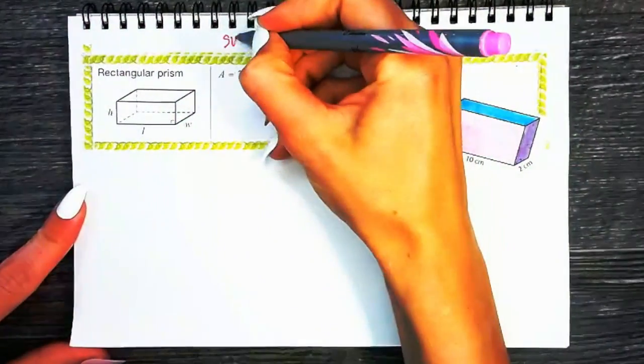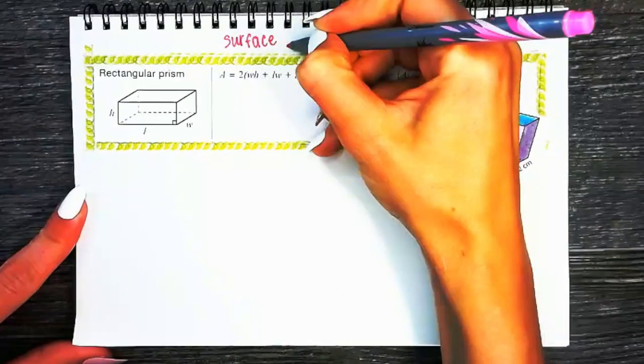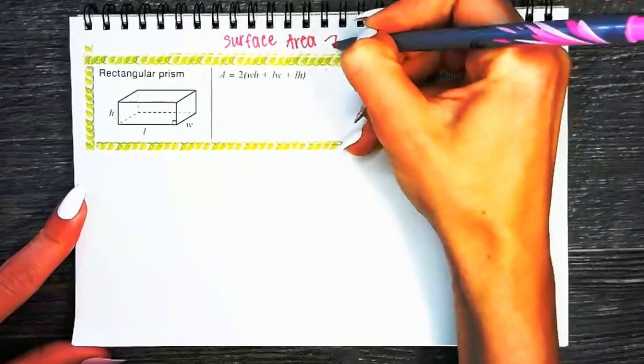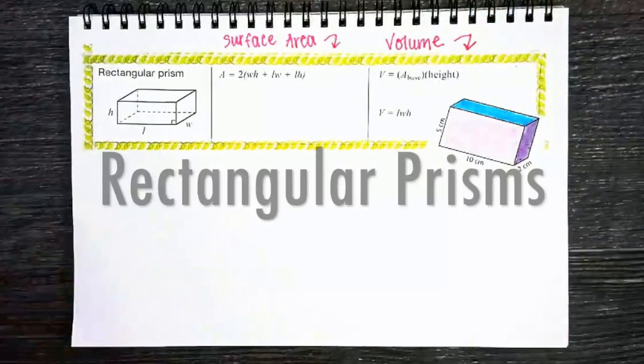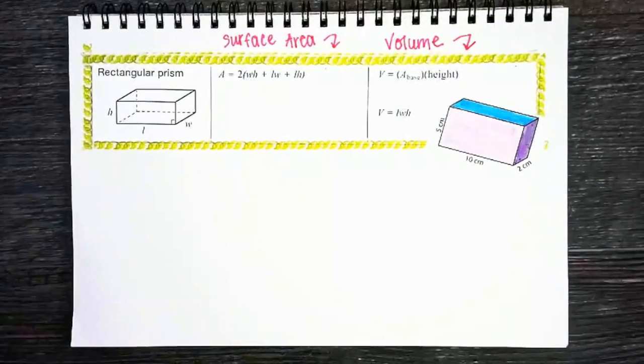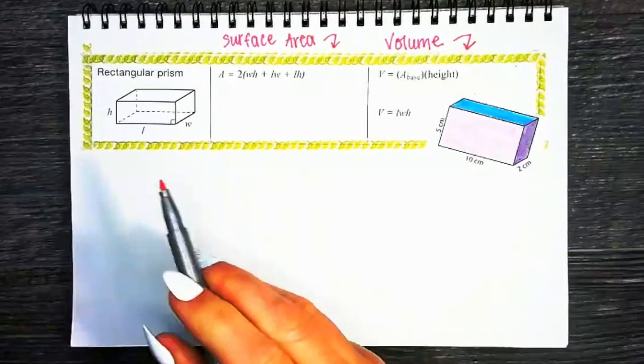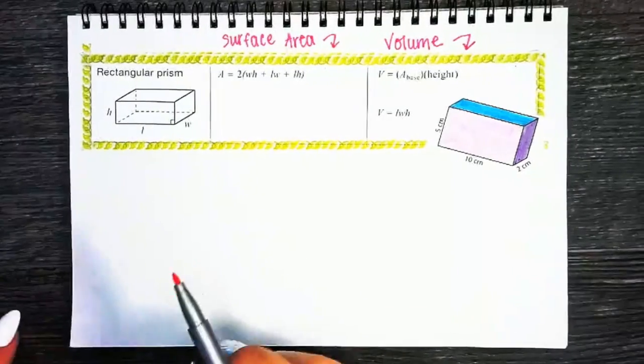Hey guys, this is going to be a quick lesson on the surface area and volume of rectangular prisms. First thing I'm going to do is just go over a quick how to draw a rectangular prism.